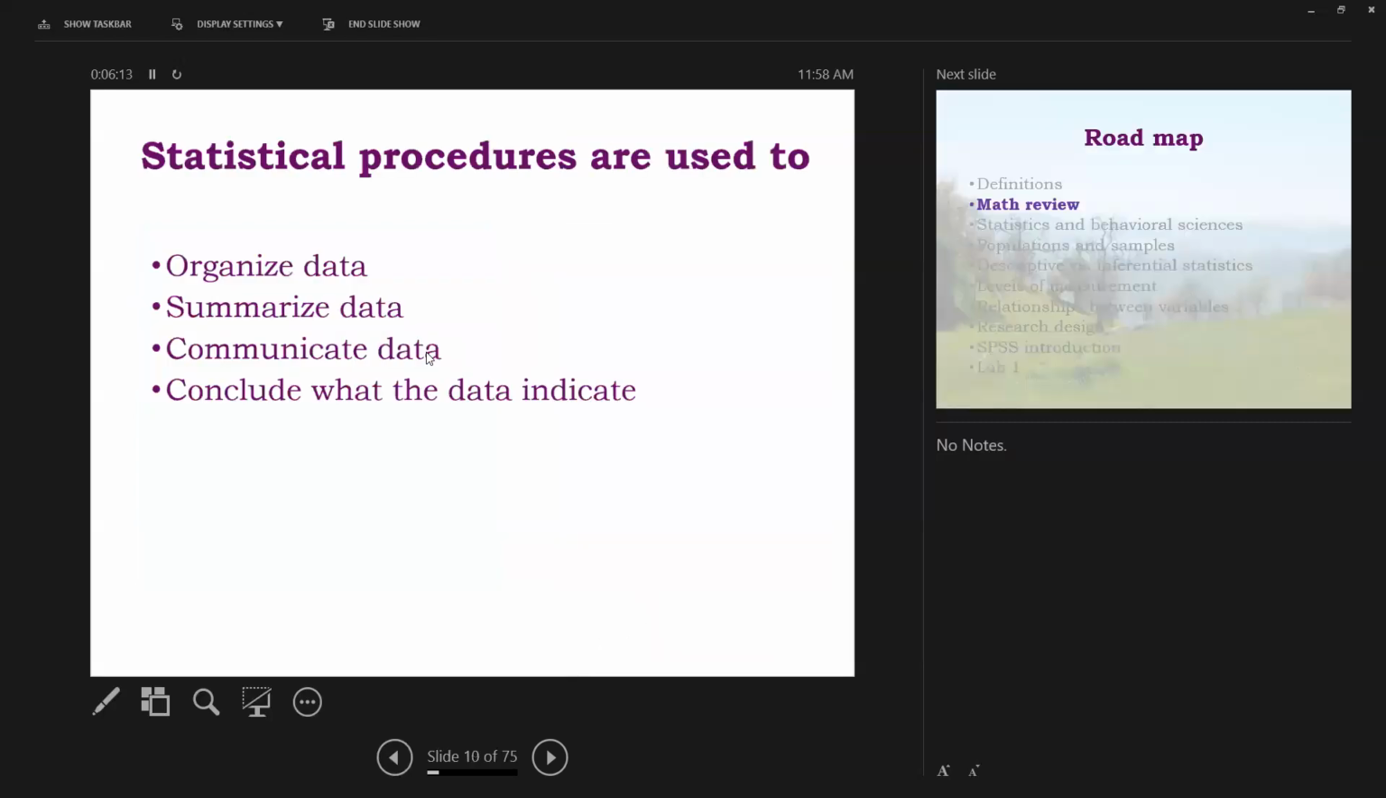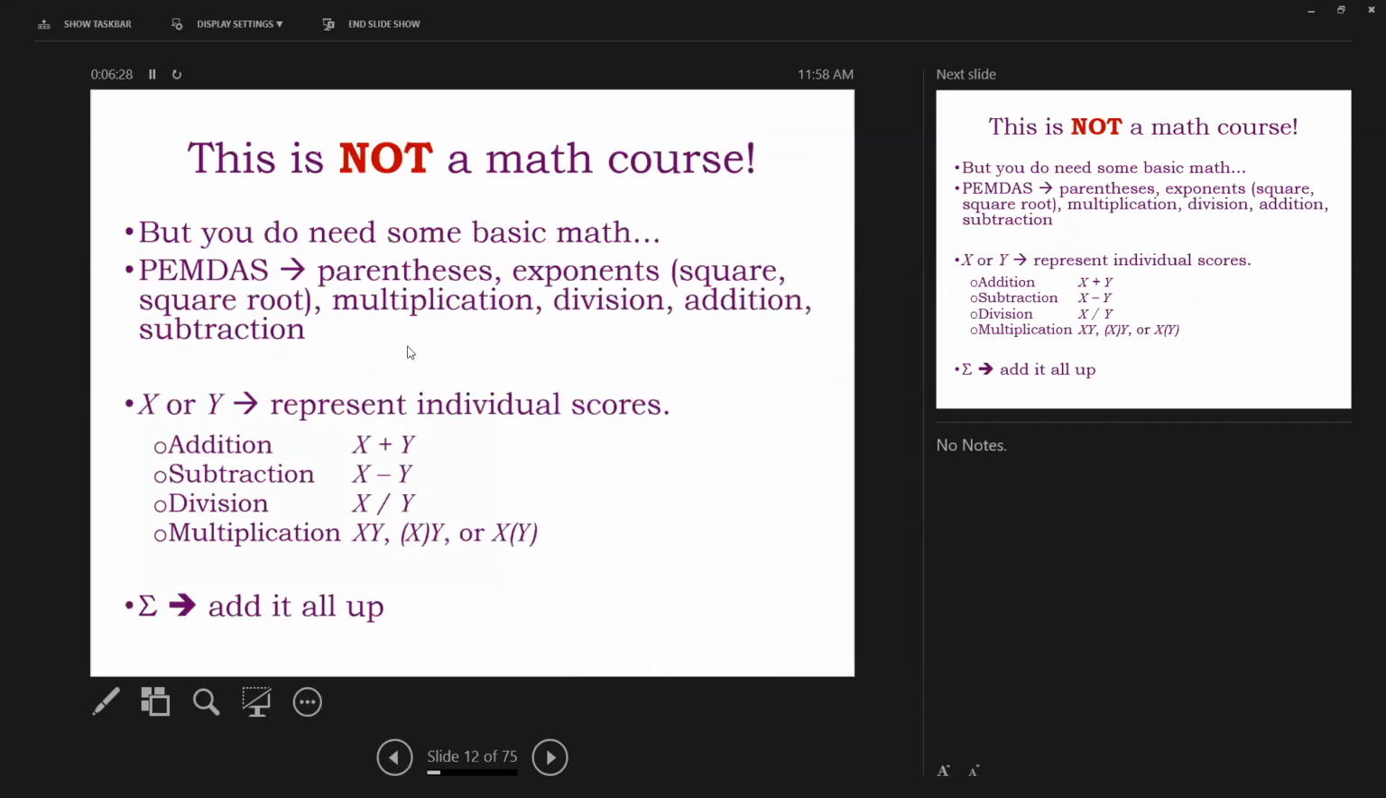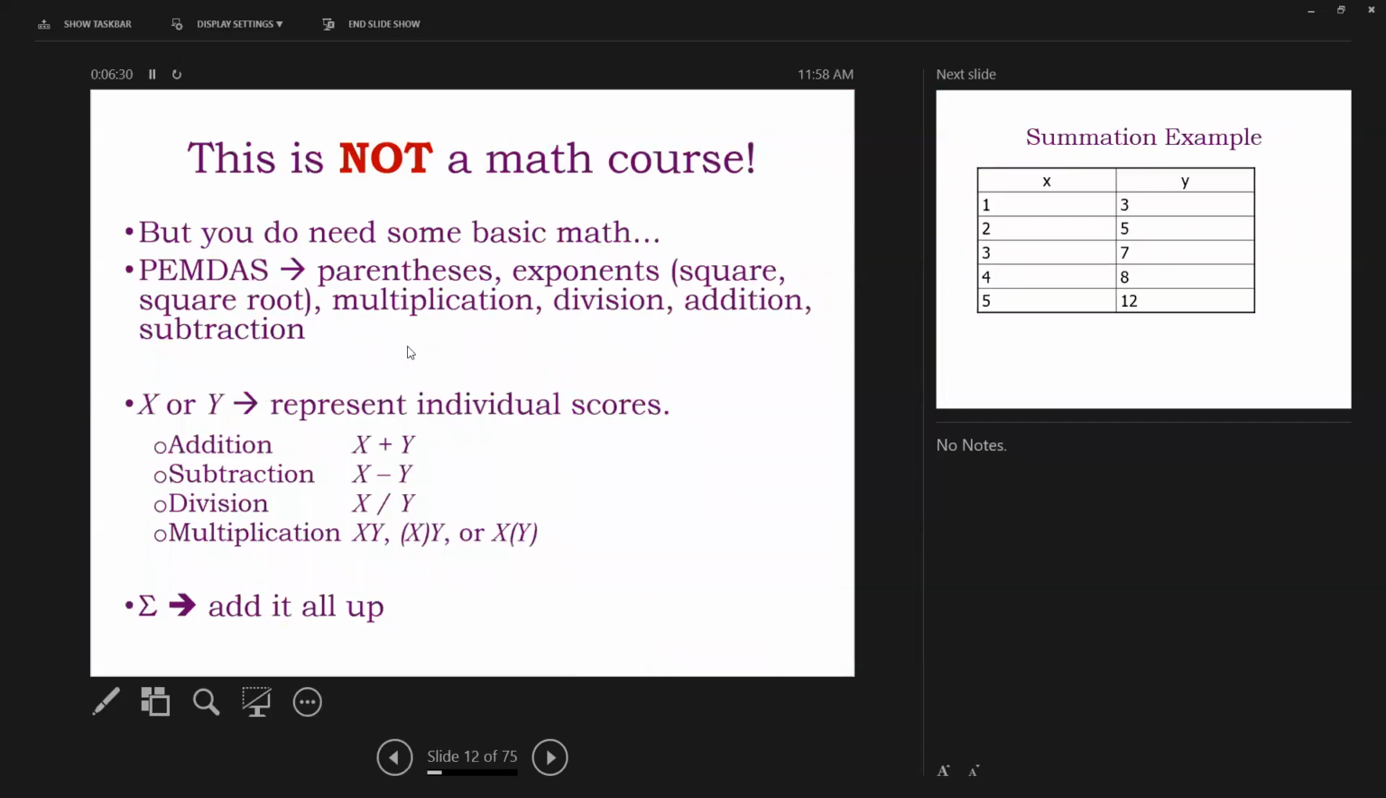Okay. Statistical procedures are used to organize, summarize, communicate data, and conclude what the data indicate, right? Okay, so moving on. We're going to cover one more thing in this video. We're going to do a short math review. This is not a math course, right?